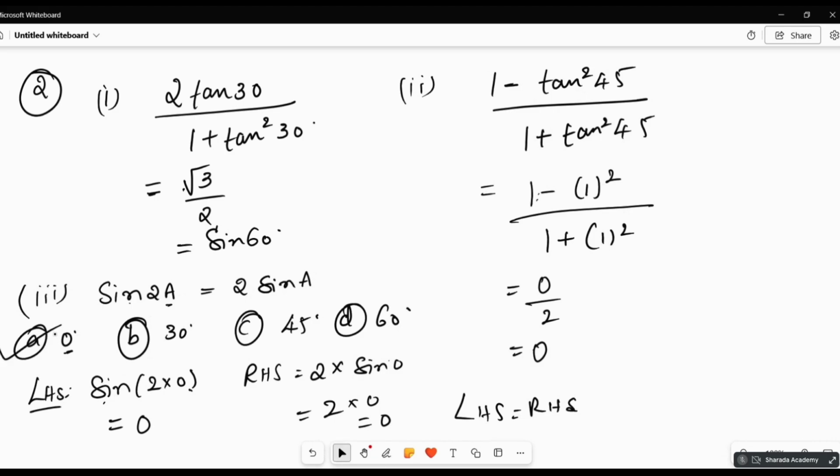So in this type, put the values and try. Put 30 degree, you will not get it. 2 into 30 is 60, sine 60 is root 3 by 2, whereas 2 times sine 30: sine 30 is 1 by 2, and 2 into 1 by 2 is 1. So LHS is not equal to RHS. Only with the 0 degree we will get the value. Understood? Okay, wait, we'll do it.